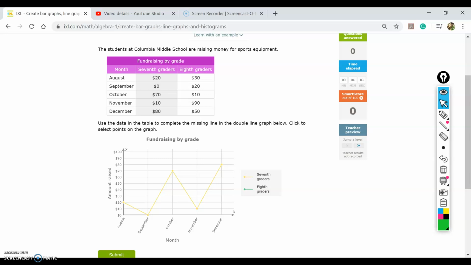For this skill, you are going to complete the graphs. So based on the data given, based on the information given, you have to complete a graph. That's what this skill is about.